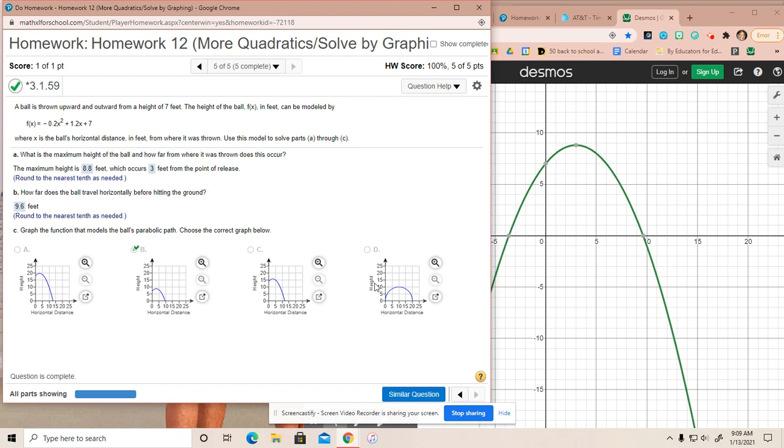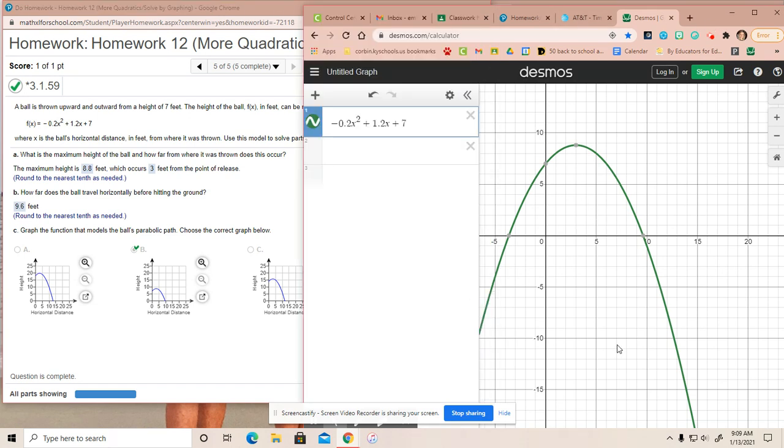You can do a split screen and watch the video and do your problems at the same time, or you can pause and go back and forth, whatever you need to do. But this assignment is designed to be easy for you. Use your calculator, use this Desmos calculator, and do it that way, okay?